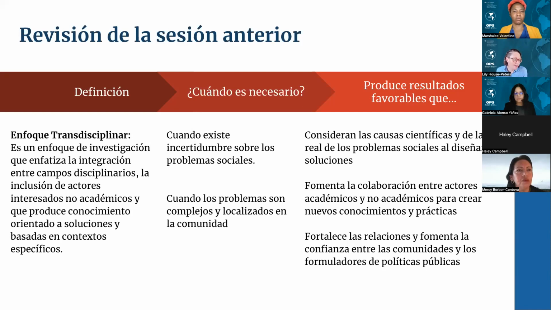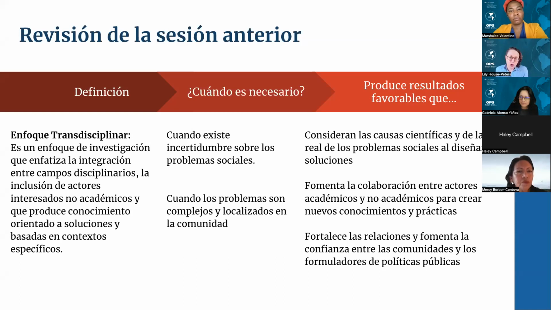So just to review, as we move forward and continue with the theory, transdisciplinary research is an approach that really emphasizes integration across disciplinary fields, which is one of the things we're going to discuss today, as well as the inclusion of more actors in the process, especially actors from beyond academia, and really produces knowledge that is solutions oriented and takes seriously the specific context. And I think we saw that so well throughout Dr. Borber's presentation today, how important that specific context and the solutions oriented approach is to the success of this.